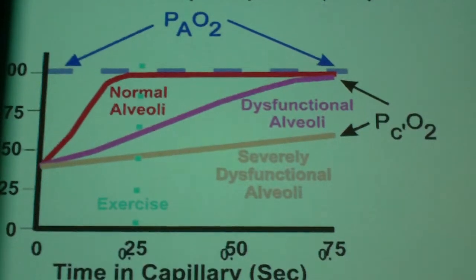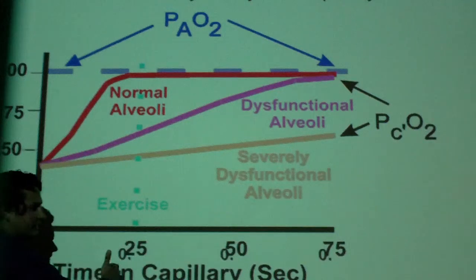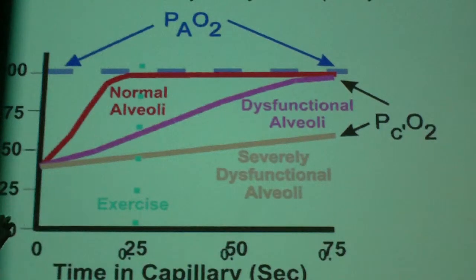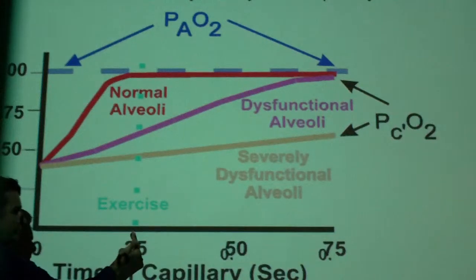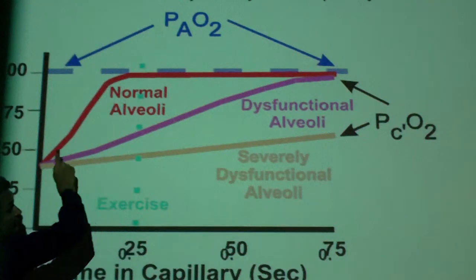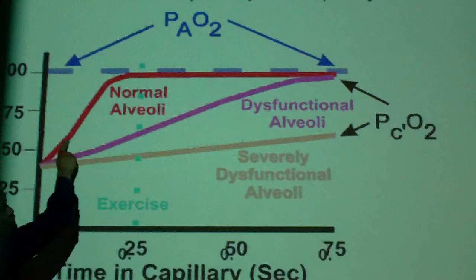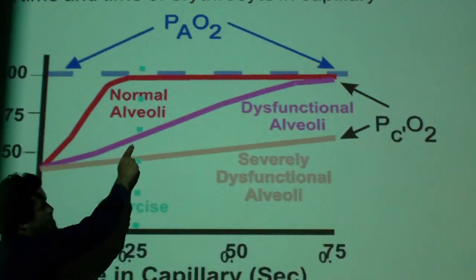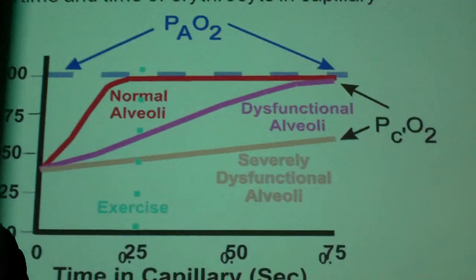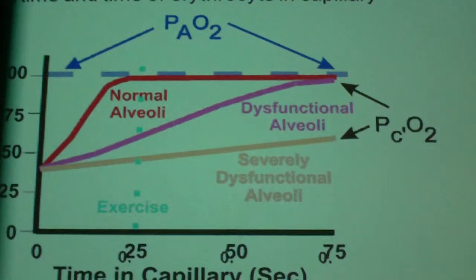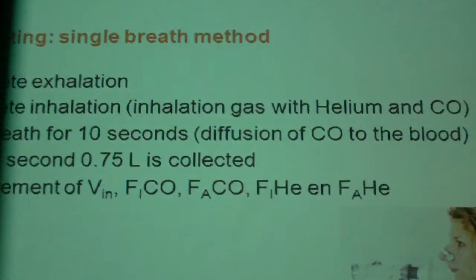because the time that the red blood cell is in that capillary might be enough. But when you do some exercise, then you have a higher cardiac output, and the time that the red blood cells are in the capillary might be shorter. Then you can see that for normal alveoli there's no problem, but for dysfunctional alveoli the saturation time is too short, and that gives important problems. That diffusion capacity we measure with carbon monoxide.